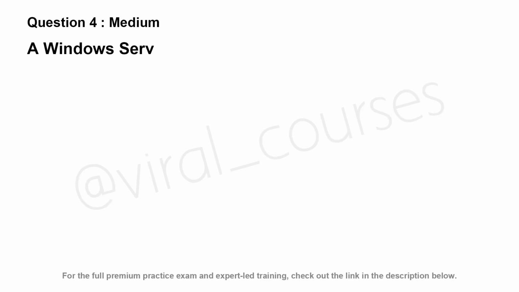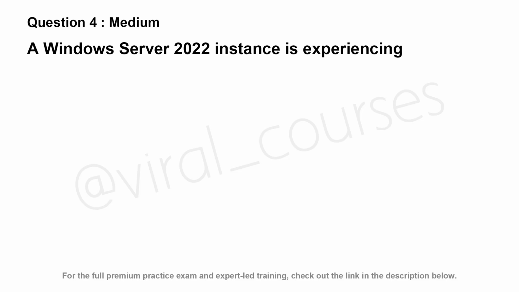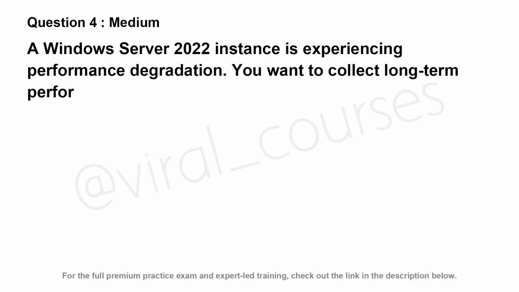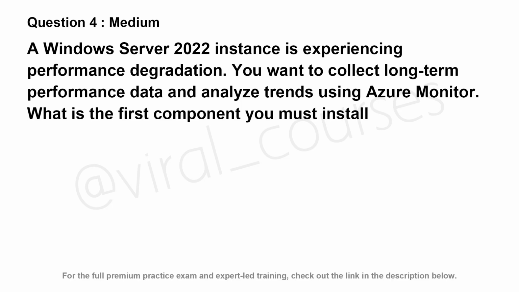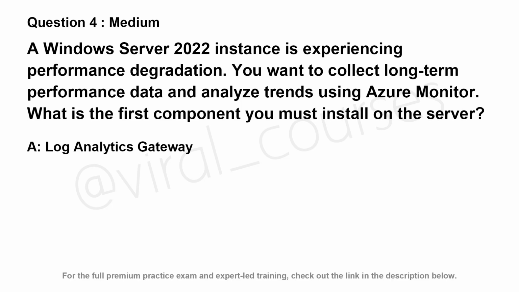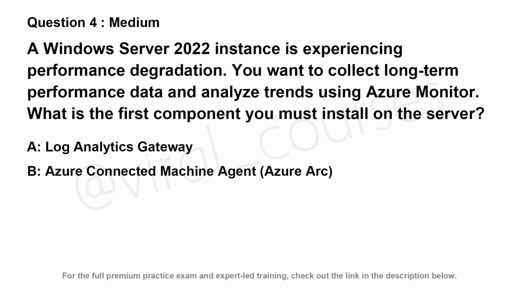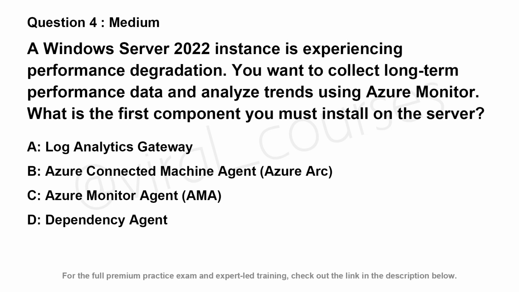A Windows Server 2022 instance is experiencing performance degradation. You want to collect long-term performance data and analyze trends using Azure Monitor. What is the first component you must install on the server? Option A, Log Analytics Gateway. Option B, Azure Connected Machine Agent, Azure Arc. Option C, Azure Monitor Agent, AMA. Option D, Dependency Agent.